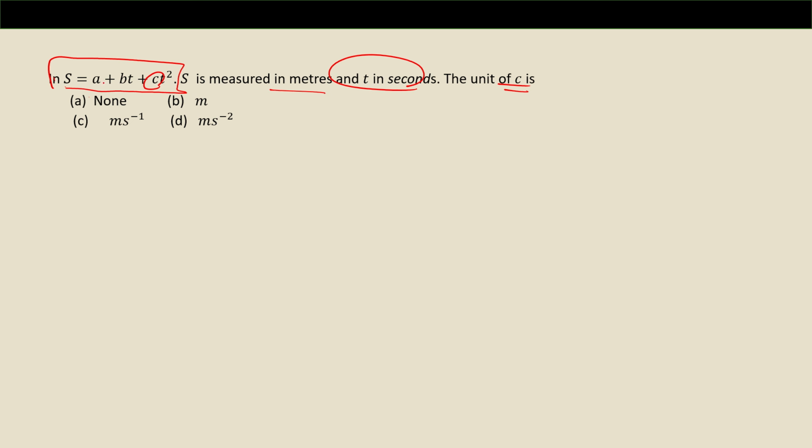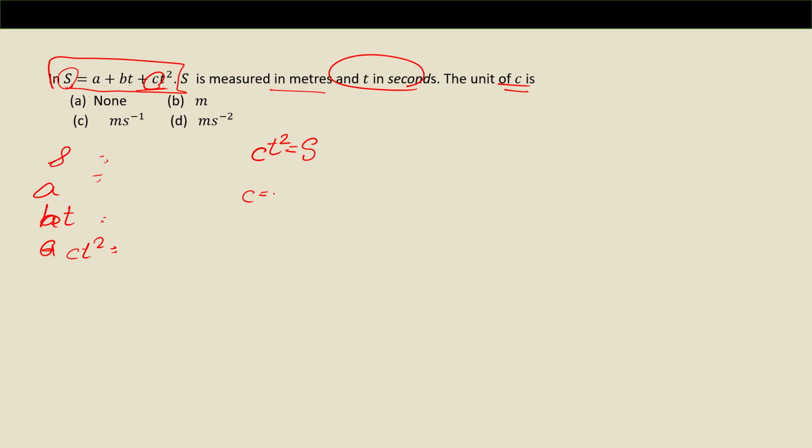सो इन फिजिक्स इन एनी इक्वेशन, द डायमेंशन ऑफ एवरी टर्म मस्ट बी सेम. That is dimension of s, dimension of a, dimension of bt, dimension of ct, सब के सब सेम होने चाहिए. सो जो डायमेंशन तुम्हारा s का होगा वही डायमेंशन तुम्हारा ct स्क्वायर का मिलना चाहिए. सो वी हैव फोर टर्म्स. सो वी कैन से दैट ct स्क्वायर is equal to s, that is displacement.